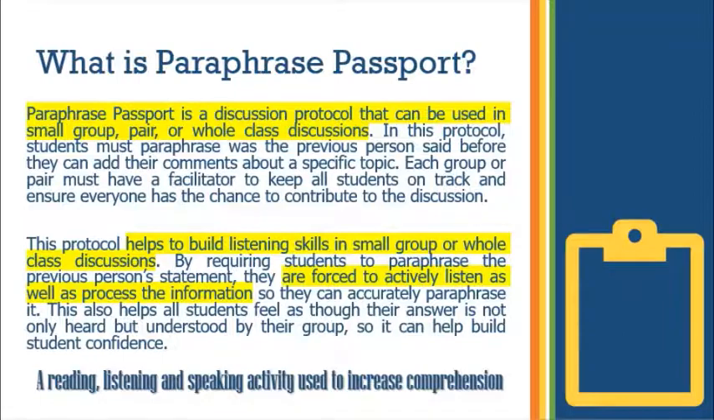Paraphrase Passport is a discussion protocol that can be used in small group, pair, or whole class discussions. This protocol helps to build listening skills in small group or whole class discussions because students are forced to actively listen as well as process the information that was given by the previous person. And now, let's discuss how Paraphrase Passport is done.